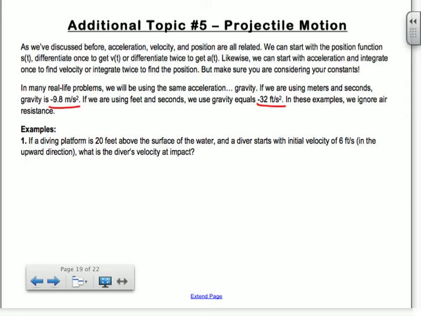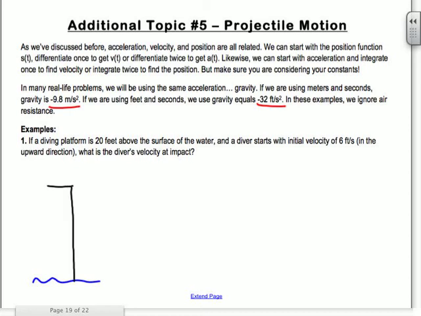So if a diving platform is 20 feet above the surface of the water, okay, so we have our water down here. We have some kind of platform above the water. All right, and this is 20 feet, we said. And a diver starts with an initial velocity of 6 feet per second in the upward direction. So he's going to go up 6 feet per second. What is the diver's velocity at impact? So he's going to come back down. We want to know what his velocity is as he hits the water.